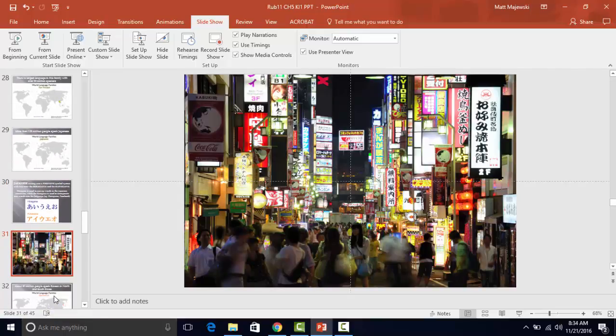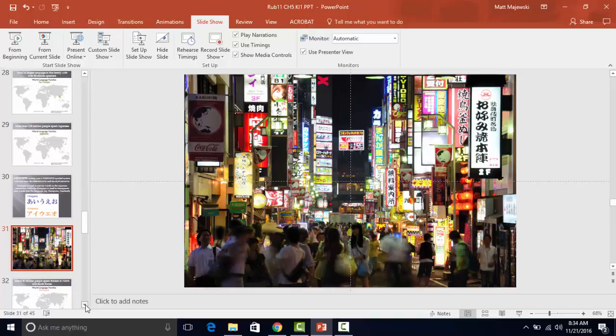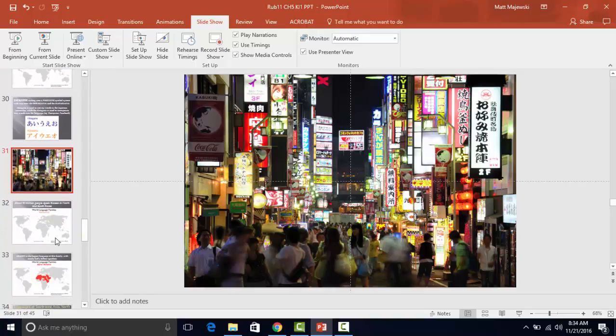There we go. We can see Japan in action right there. All right, we can see a typical Japanese downtown urban area. You'll see all of that language on display in the area.